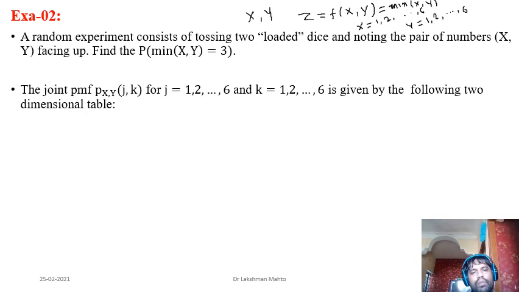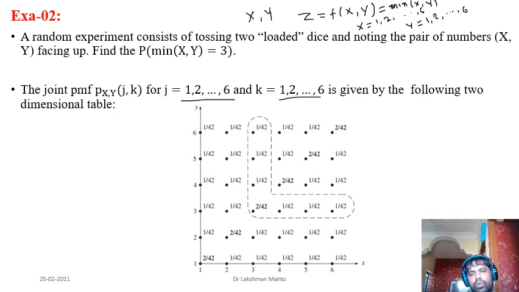So the joint probability mass function for z, that is, j is the value x takes, and j varies from 1 to 6, and k is one specific value of y, and y also varies from 1 to 6. It is given by the following two-dimensional table. You can observe that. So this is the joint PMF.